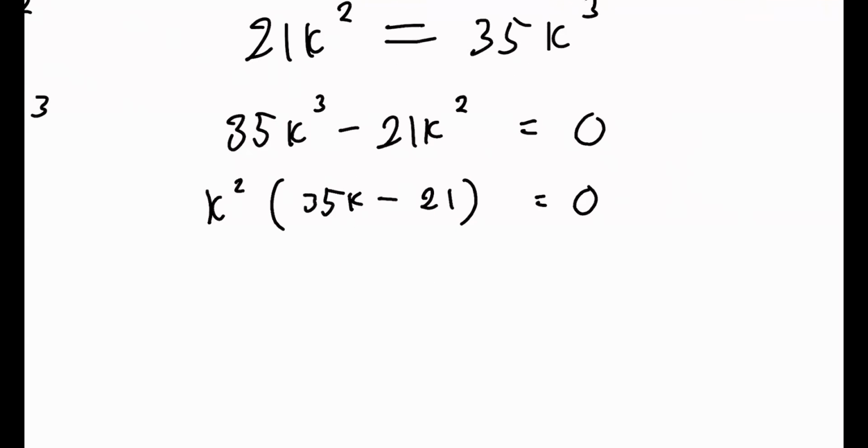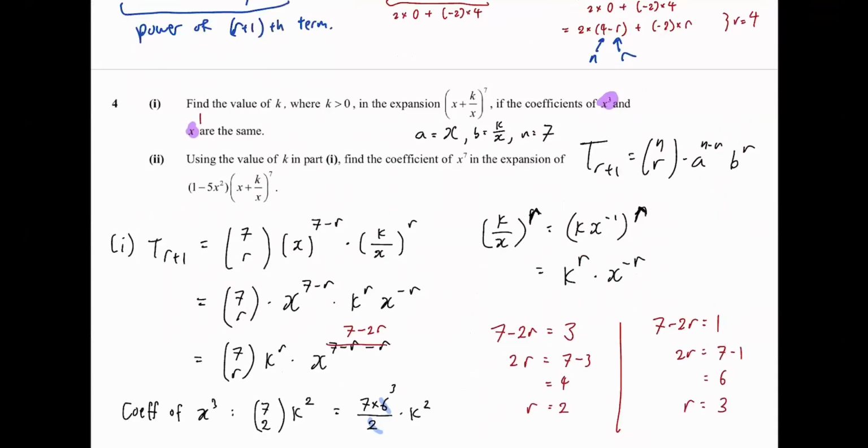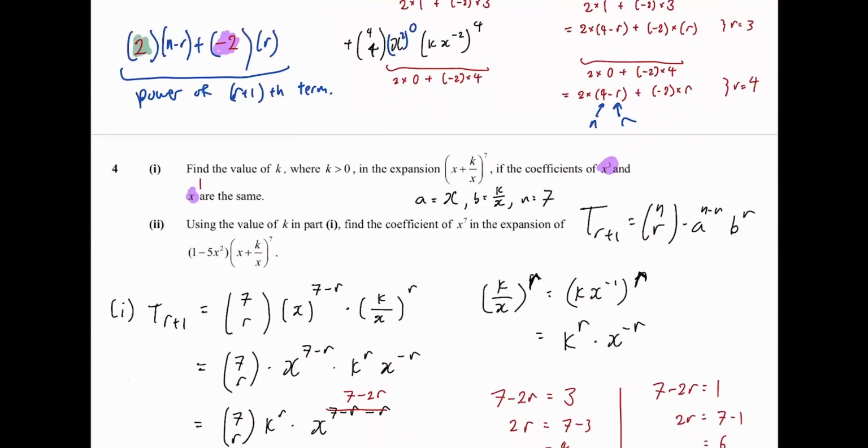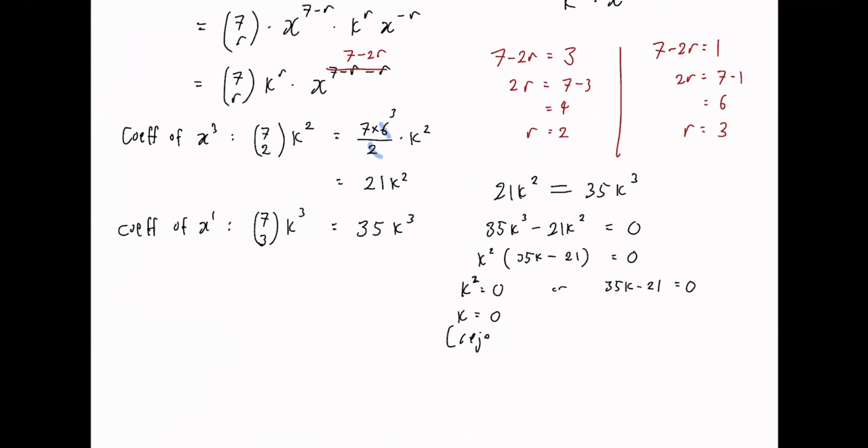Okay, that means my k squared equals 0 or 35k minus 21 equals 0. K squared equals 0 means k equals 0. Correct or not? But they told you that k is more than 0 over here. So that means you reject. Yes. So this one you can solve for k, 21 over 35. Use calculator to simplify. You get 3 over 5. Can?